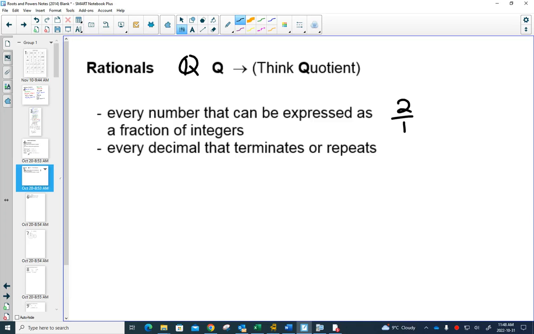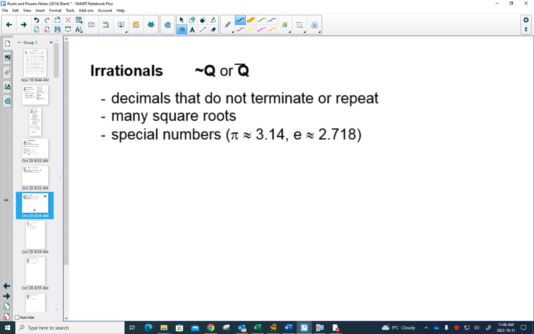So any number that can be written as a fraction is a rational number. Any number that cannot be written as a fraction is an irrational number. The symbol for irrational numbers is Q with a line over top, or sometimes you have a little squiggle in front of the Q. These are decimals that go on forever but don't repeat. This includes many square roots.